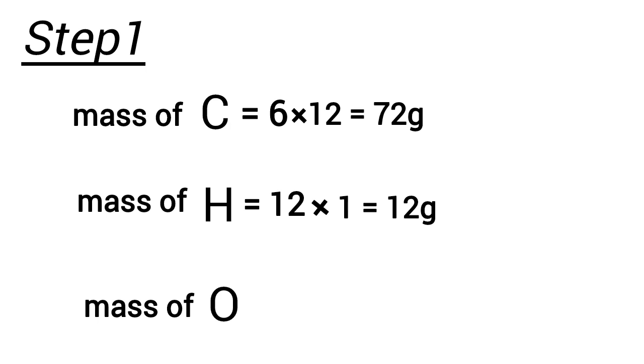In glucose, there are 6 atoms of oxygen, and the atomic mass of oxygen is 16. 6 times 16, that is 96. So the mass of oxygen is 96 gram.